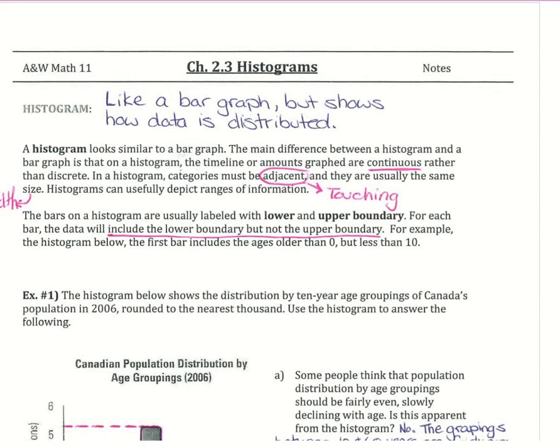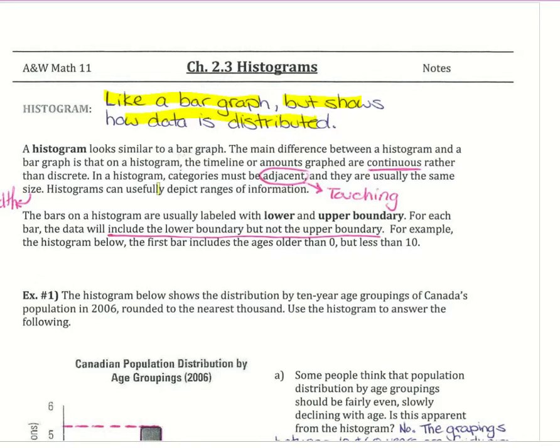Let's take a look as we motor around through the graphing. Let's take a look at 2.3, histograms. Histograms are kind of a little unique. You don't see these a lot, but they are out there. It's very much like a bar graph, but it shows how data is distributed. We'll take a look at what that means, but basically, you can chunk it out into groups.